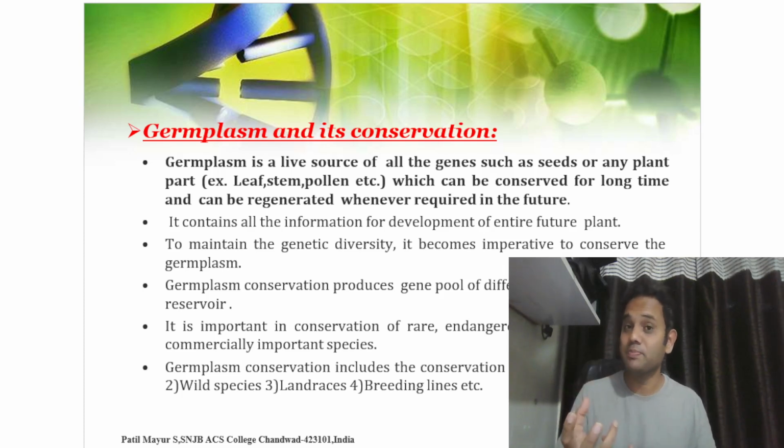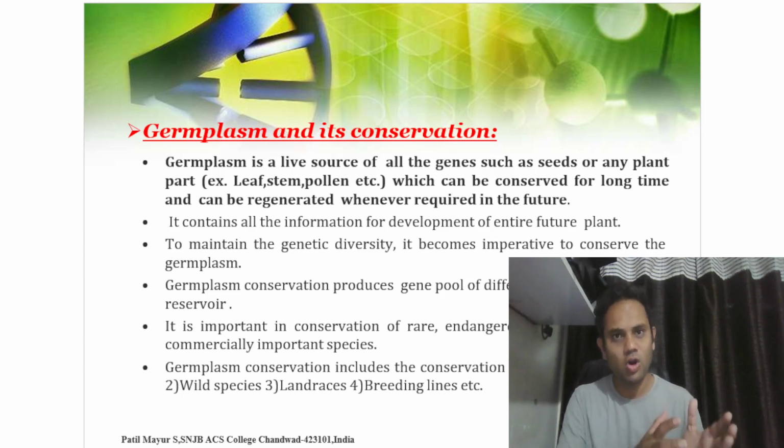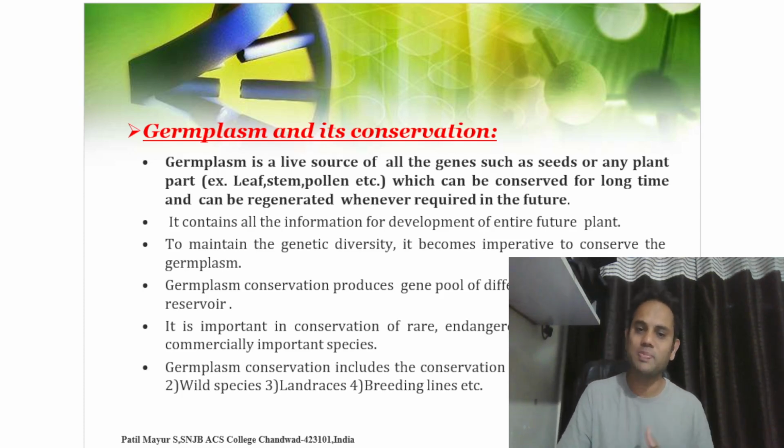It is very important in case of rare and endangered species, because if we don't take care of these plants, they will get extinct in the very near future, for example critically endangered species. To conserve their genetic diversity, it is very important to conserve the germplasm. Germplasm can be conserved of cultivated species, wild species, landraces, or breeding lines.